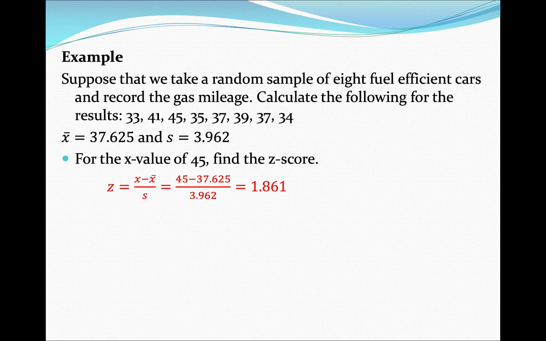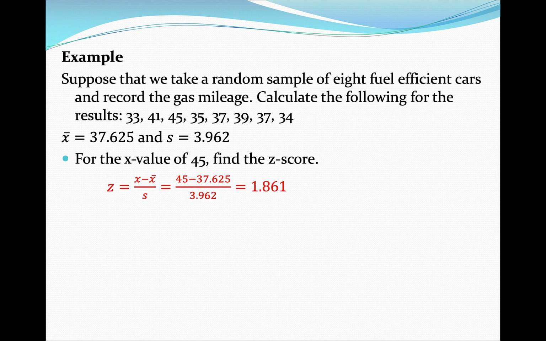So here, our observations or our outcomes are our x values. So we take our x, we subtract the mean of the x's, which is x bar, and we divide by the standard deviation of the x's, which is s. For example, if you want to calculate the z-score for the value of 45, you just simply take 45 minus the mean, which we calculated in the last section. It was 37.625. And then we divide by the standard deviation, which we just calculated, which is 3.962. That will give us a z-value of 1.861.